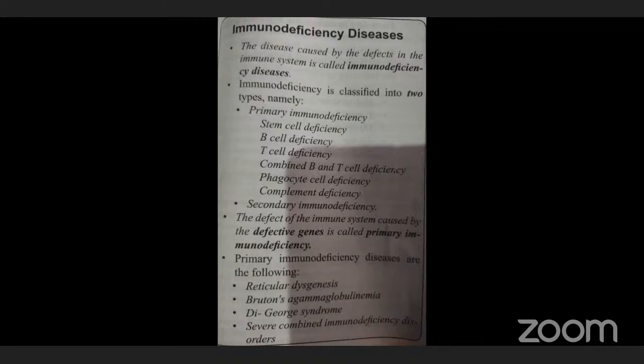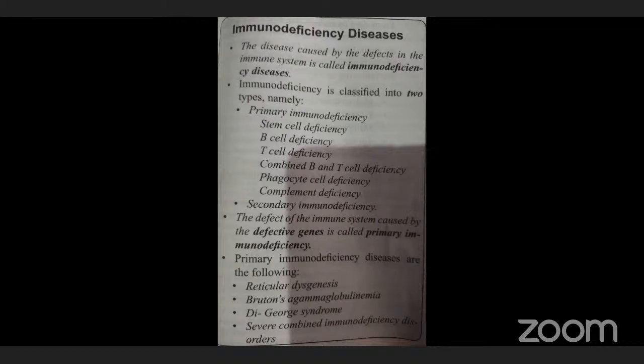Stem cell deficiency results in the disease with a complete lack of lymphocytes in both circulation and bone marrow. Here there are no lymphocytes, so immunity will be reduced. The B lymphocytes and T lymphocytes are very, very important. So a complete lack of lymphocytes in both circulation and bone marrow is called reticular dysgenesis. Clear?